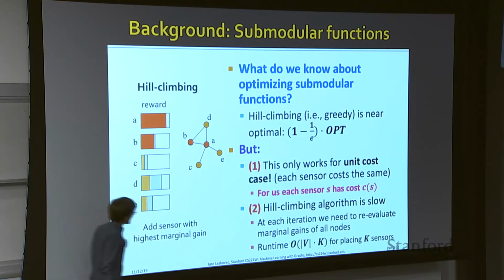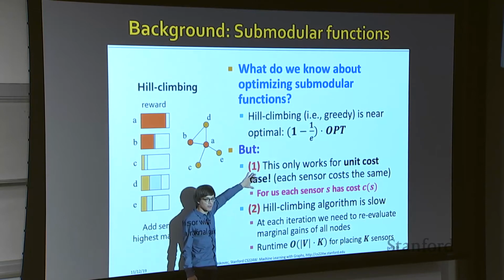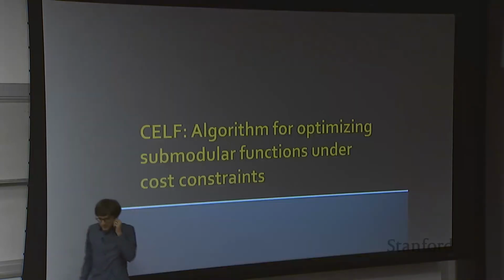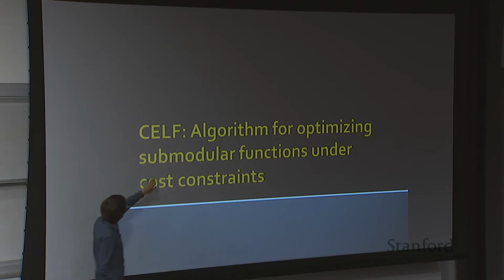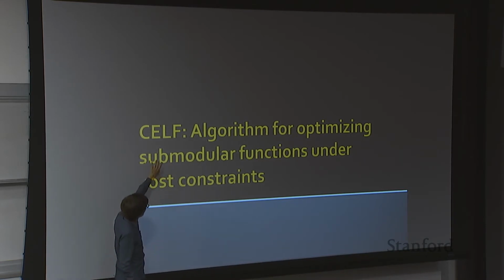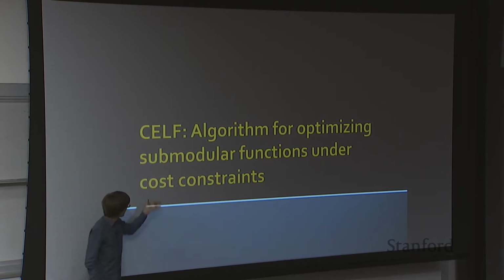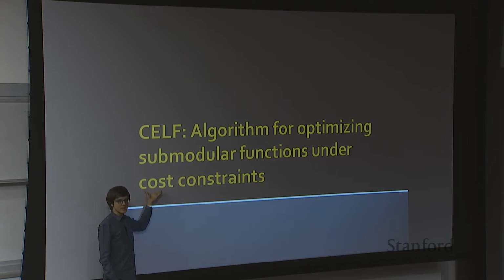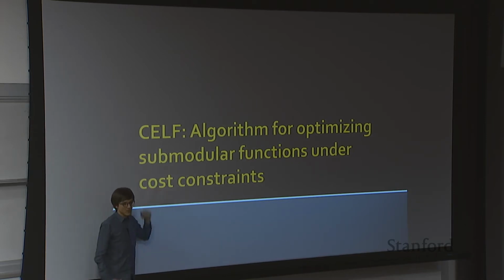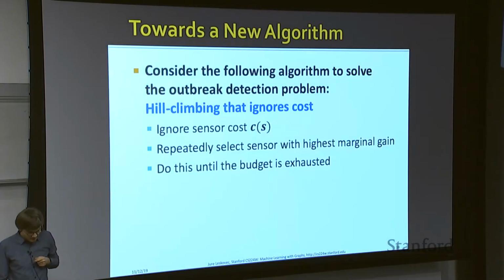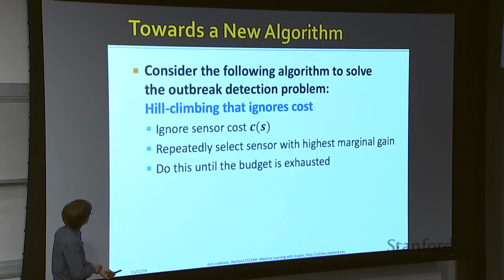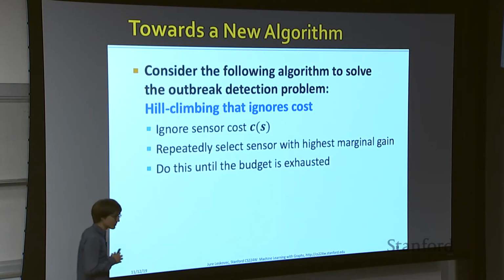So now let's work out the algorithm that will fix this, because simple greedy does not work. The method is called CELF, and this is an algorithm for optimizing submodular functions under cost constraints, right? Last lecture, we were doing this under cardinality constraints, so we were allowed to select a given number. Here, we can select any number as long as the total is less than some cost. Okay, so that's the difference. Right, so here is a heuristic you could try out, right?